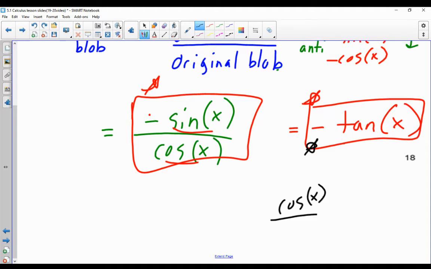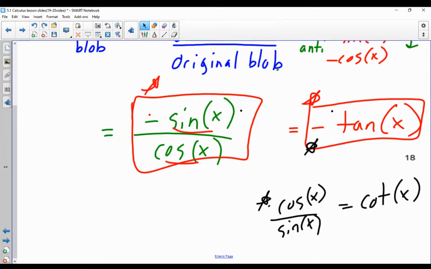And if ever by any chance you get cosine on top instead of sine, that's going to become cotangent. You might need to remember that. If it's sine on top, it's tangent. If it's cosine on top, it's cotangent. You might need to remember that. But anyway, that basically takes care of that one.